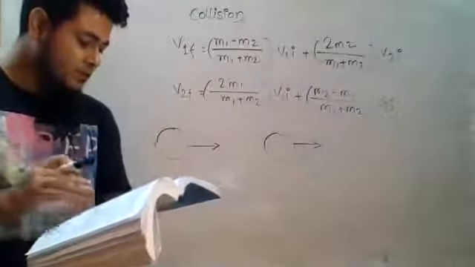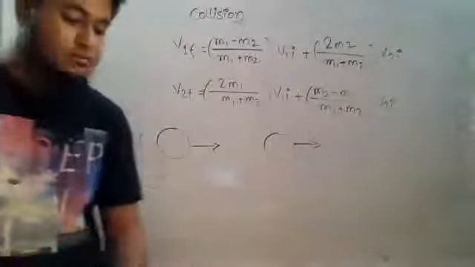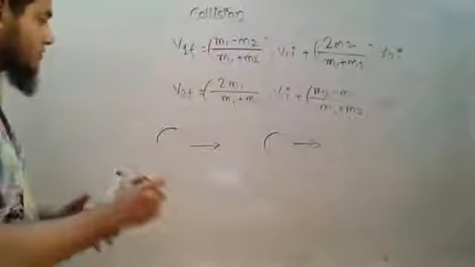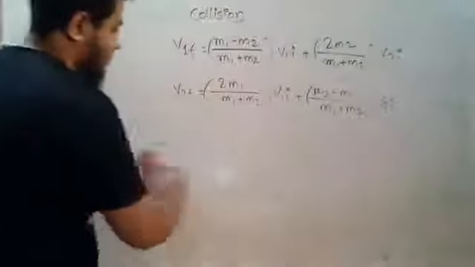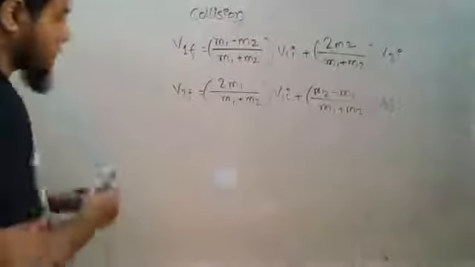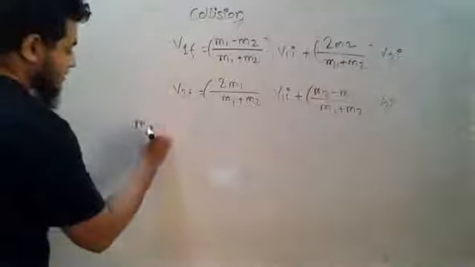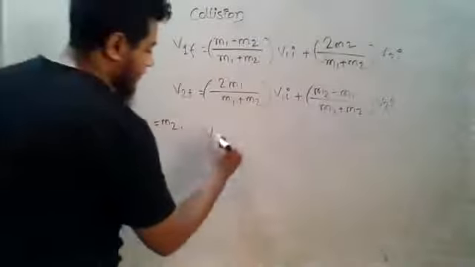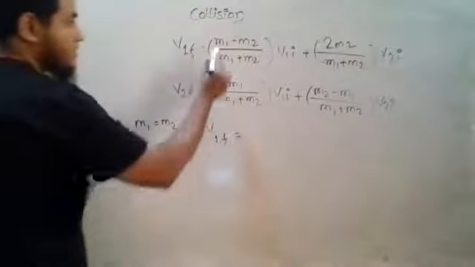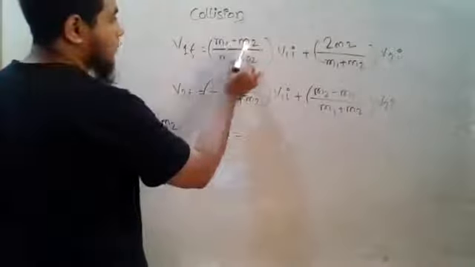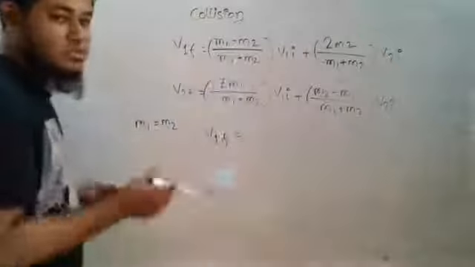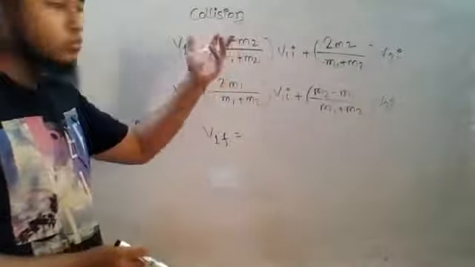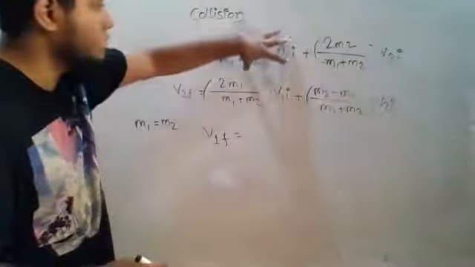Yes. If m1 is equal to m2, that means both the masses are equal to each other, then what will happen? Then what can I write from the first equation, v1f? You see, m1 is equal to m2, so m1 minus m2 will be 0, because both of them are of the same value. This whole part will become 0.